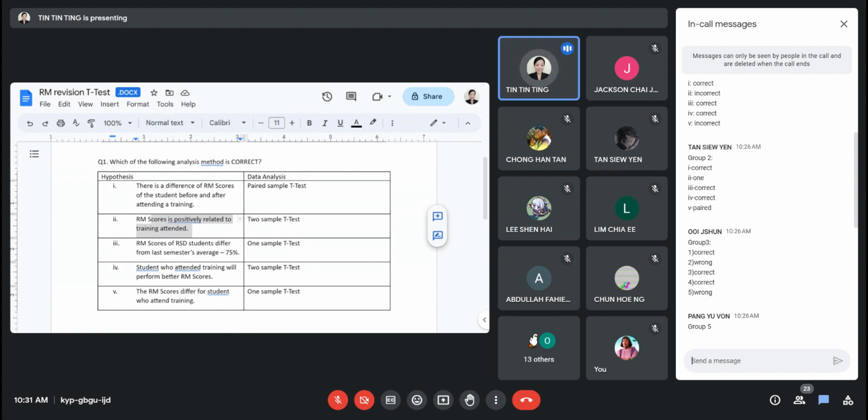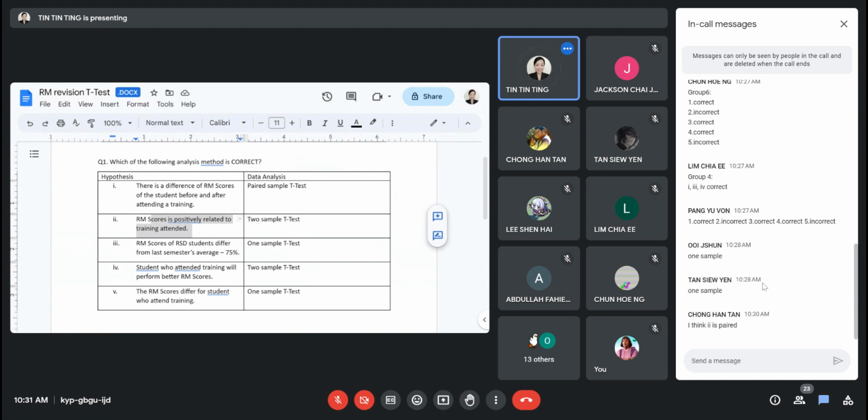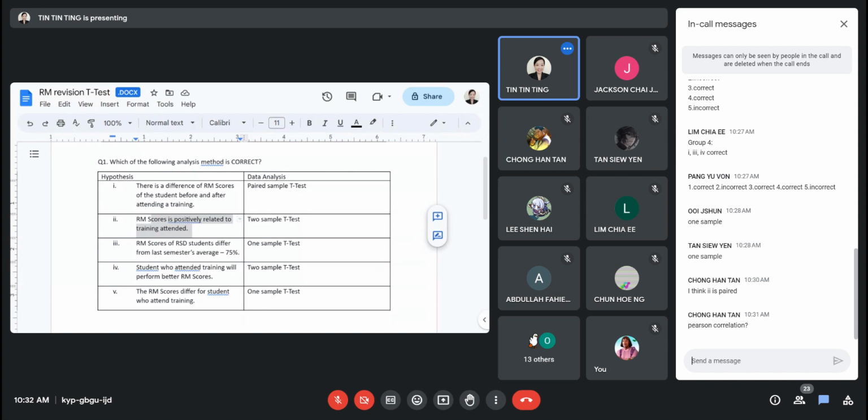Well, you used this analysis in your assignment, positively related or negatively related. Yeah, Pearson correlation. Thank you very much, Jung Han.